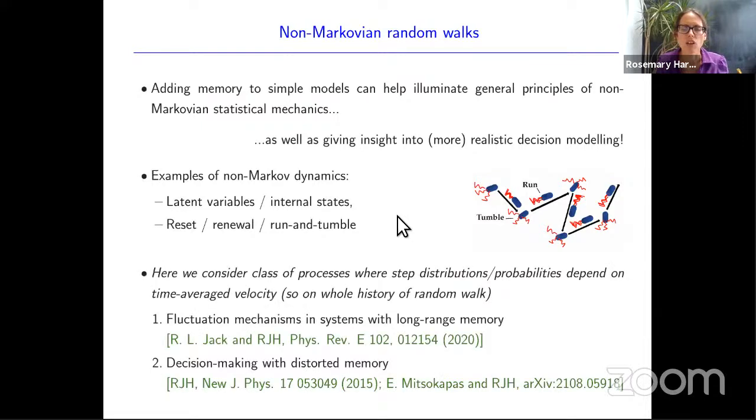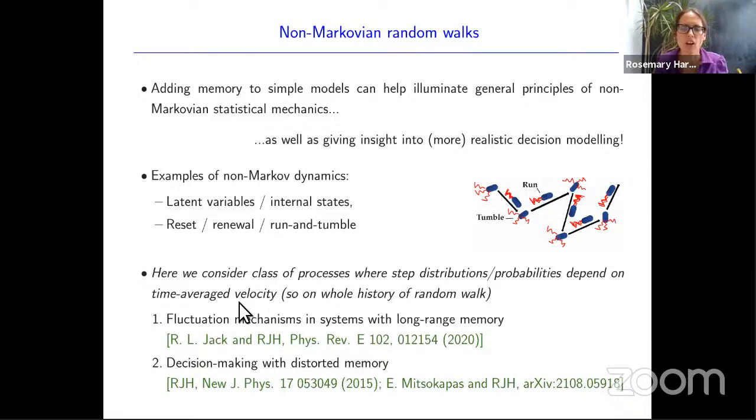I'm going to focus on just one class of processes, a class of processes where the step distributions, or more generally the transition probabilities, depend on the time average velocity, or if you like, the current of the particle up to that point. So they depend on the whole history of the random walk, albeit in quite a simple way.